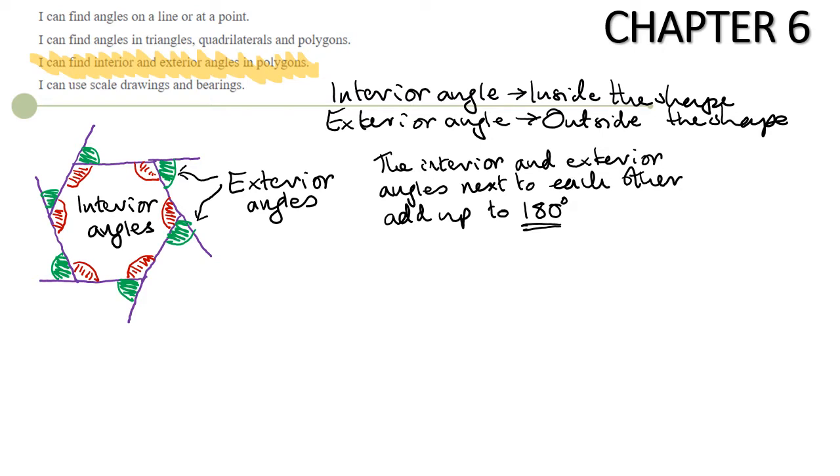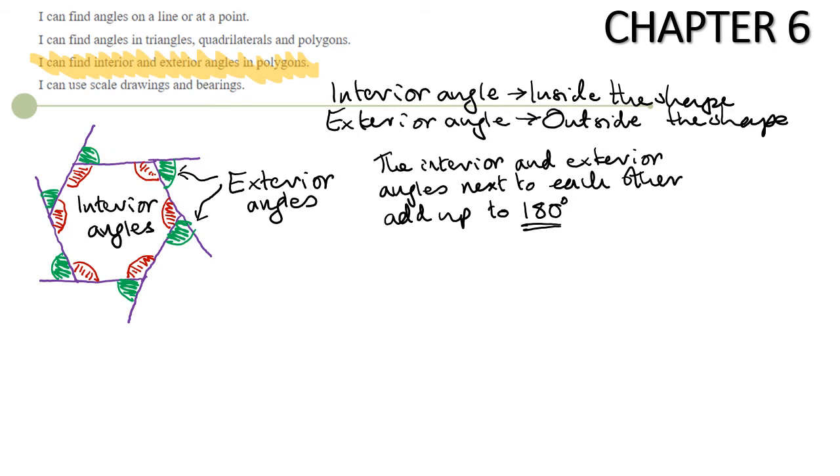There's also another feature about exterior angles. If I look at all of these exterior angles, these green ones, and I were to measure them and add them up, they would add up to 360 degrees. Now that's true for any polygon, whether it's got 3 sides, 4 sides, 100 sides. These exterior angles, when they're all added up, will always make 360 degrees.